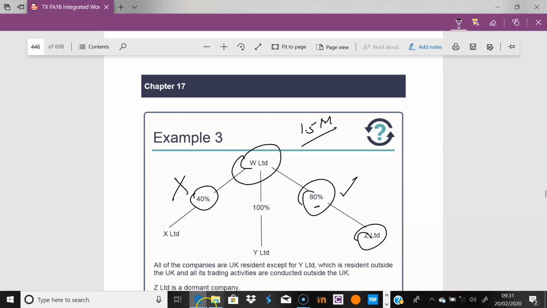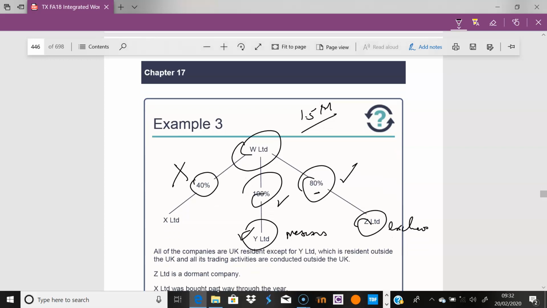But Z Limited is dormant. You can see here it says Z Limited is dormant. So this excludes it because it's dormant. 100%, yes. Y Limited: all the companies are UK resident, except for Y Limited, which is resident outside the UK. Doesn't matter if it's overseas. That's fine. That's counted.